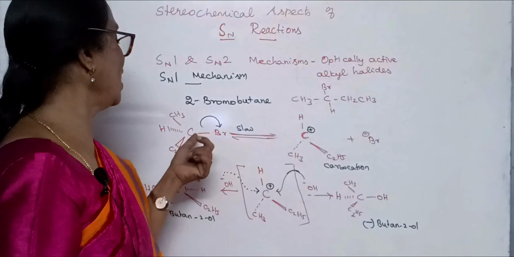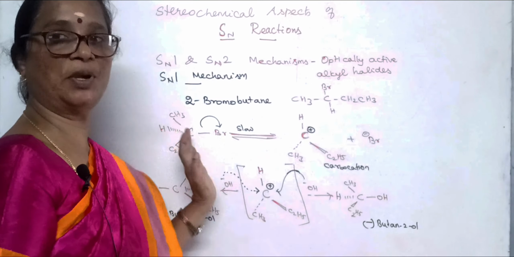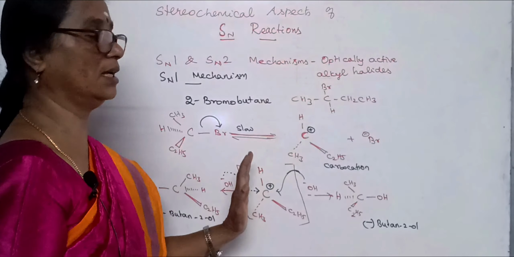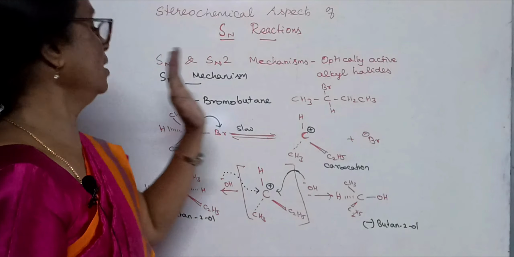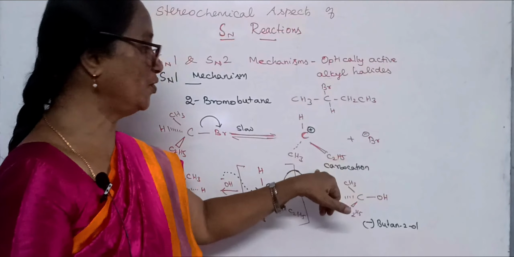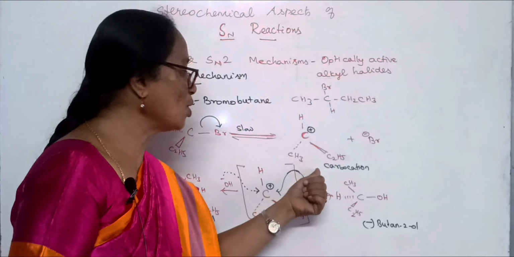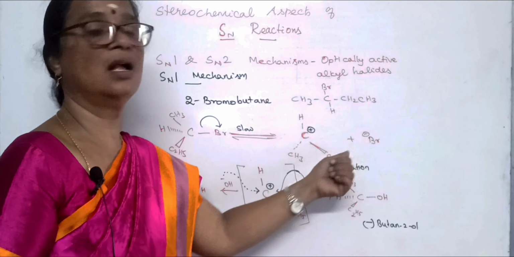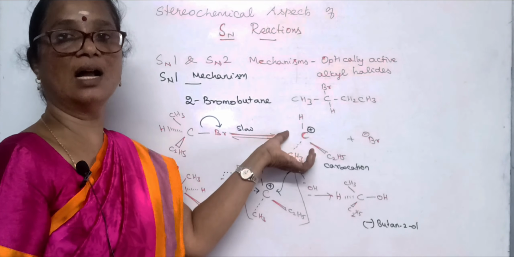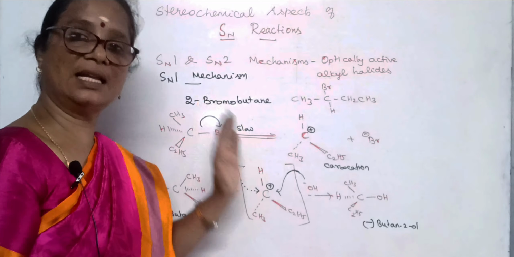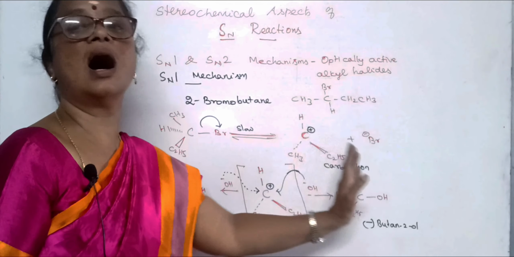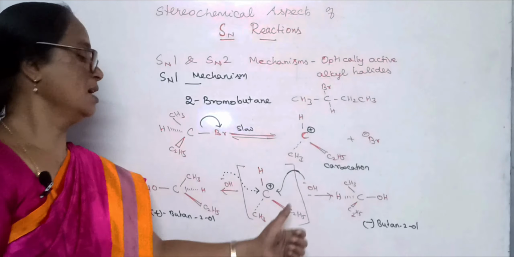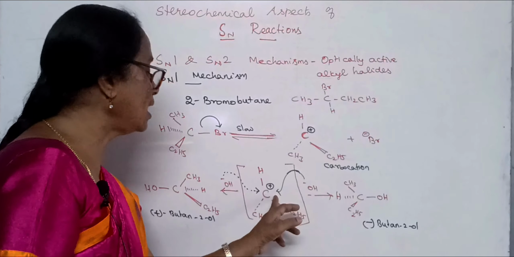So in the carbocation, the hybridization changed from sp3 to sp2 and tetrahedral to planar, that is trigonal planar; everything altered. So when the molecule, after the removal of the halide, forms a carbocation, this carbocation is free from the halide ion. As it is free from the halide ion, the incoming nucleophile can attack this carbocation from either side.